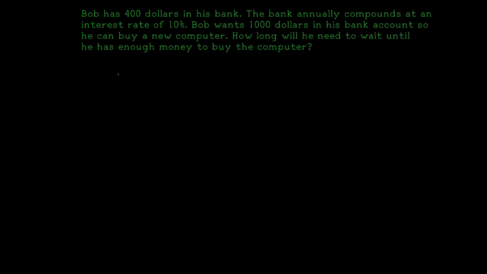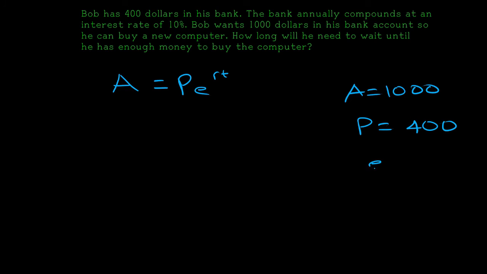Well, we can use a formula. A, the money he wants, $1,000, is equal to P, the initial money he has, times e, which is approximately 2.718, to the power r, the rate, times t, the time it takes. Well, we know A is equal to 1,000. We know P is equal to 400. We know e is approximately 2.718. We know r is 10%, or 0.1. And t we do not know.